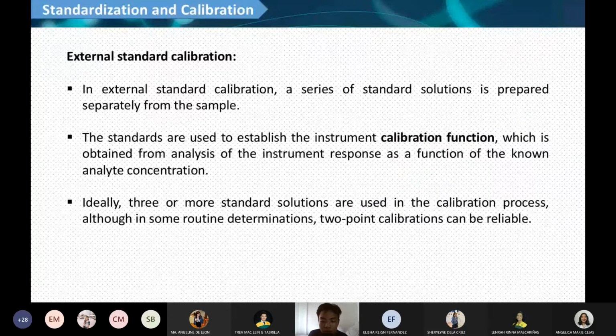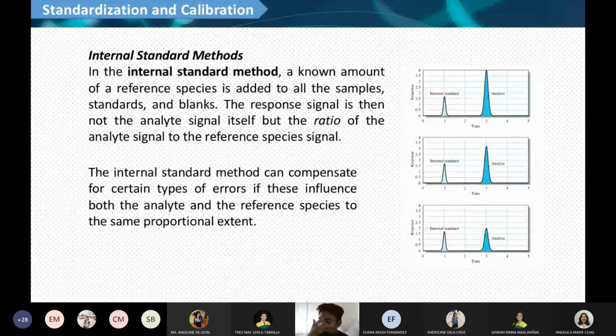Ngayon naman, let's go with the counterpart, the internal standard methods. Okay? Ano yung difference niya? Pag external standard methods, you are not adding standard solution in your sample. Kumbaga, you create your calibration curve without adding the standards in your solution. Kaya external standard. Pag internal standard solution, what we're doing here is that we add the standard solution in our sample. Okay? So, idadagdag mo yung standard sa iyong sample.